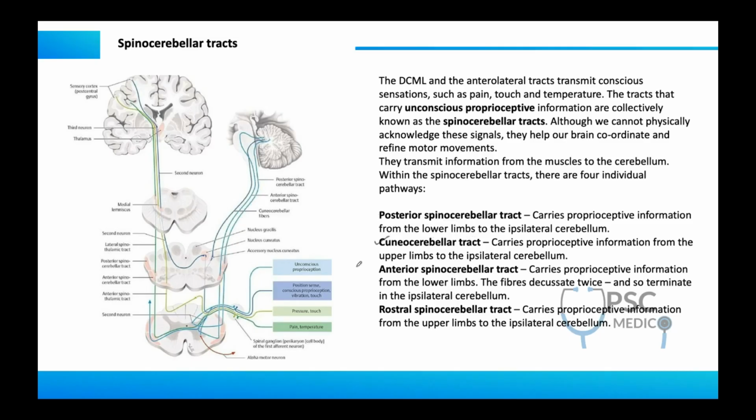Next is the cuneocerebellar tract. Cuneo means it is from the upper limbs, so it carries proprioceptive information from the upper limbs to the ipsilateral cerebellum. There is also a rostral spinocerebellar tract which carries proprioceptive information from the upper limbs to the ipsilateral cerebellum. They're the same.